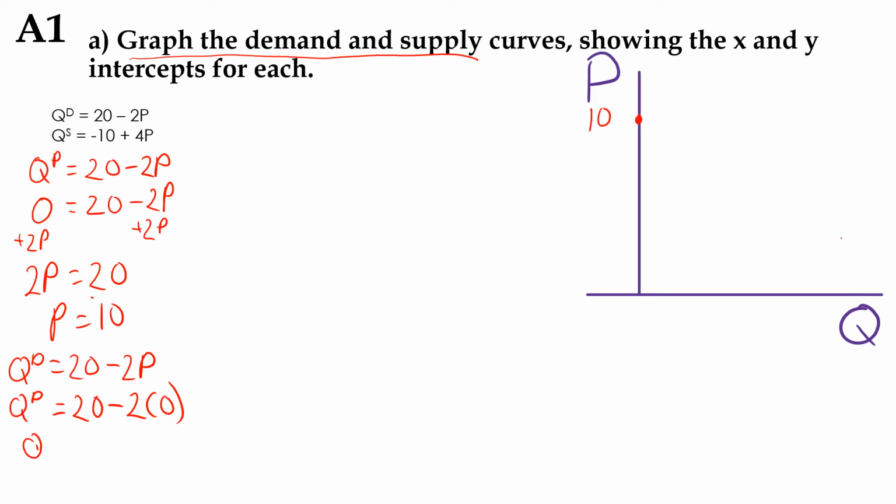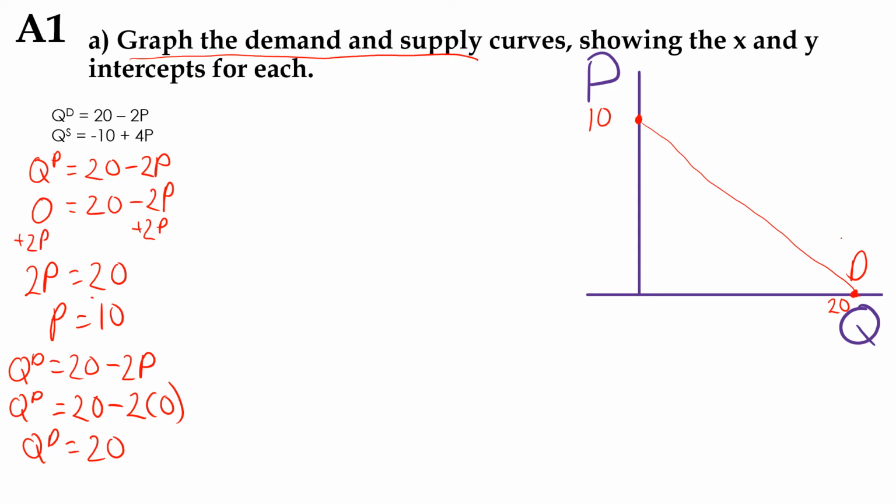So I know that QD equals 20, right? So maybe that's something like this, and I can call it 20. All right, and I'll try to draw a straight line. Not very straight, but whatever. So that's what my demand curve looks like. It crosses the y-axis at a price of 10, and it crosses the x-axis here at a quantity of 20.